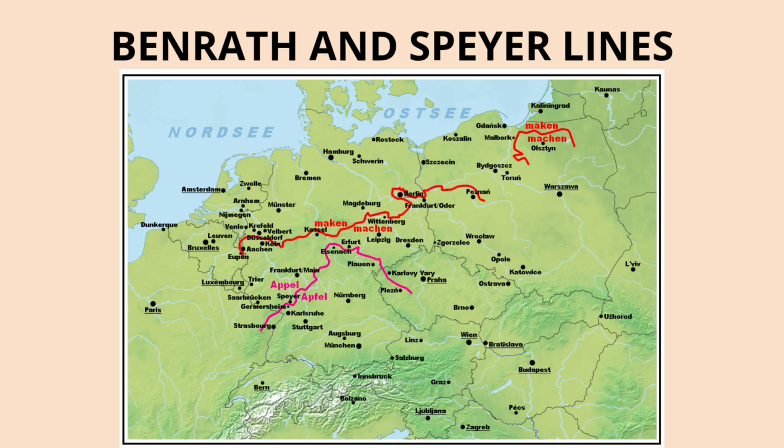Another well-known example is the Benrath line and the Speyer line, used to distinguish between the three major dialect groups of German. Roughly speaking, north of the Benrath line, the word for make is maken, while south of it, it's machen. Similarly, north of the Speyer line, the word for apple is Appel, while in the south it's Apfel.